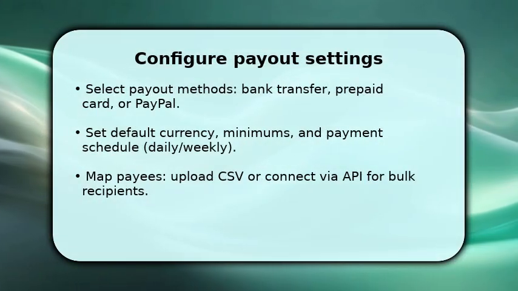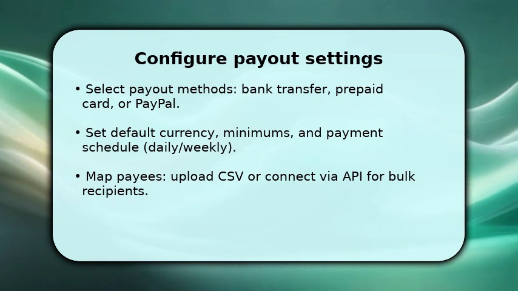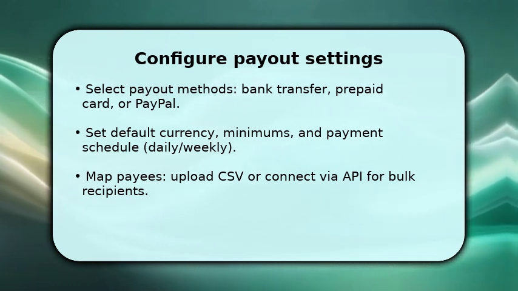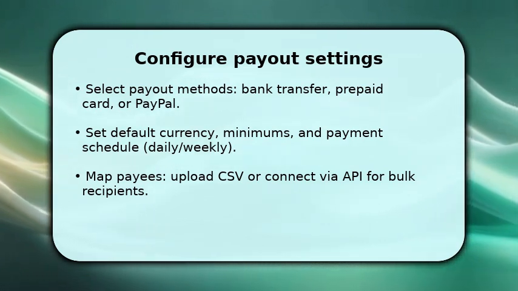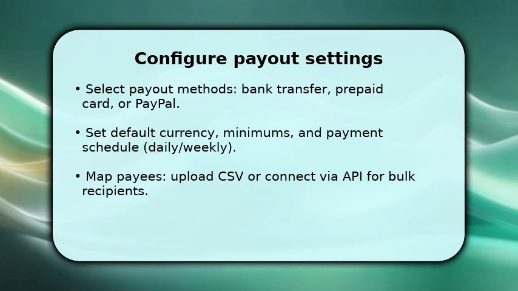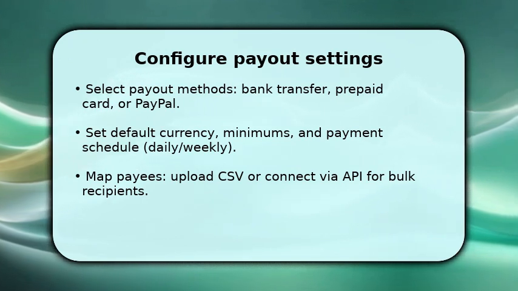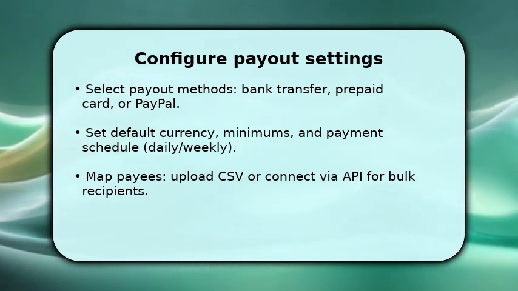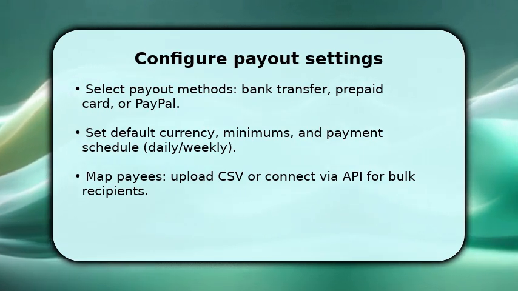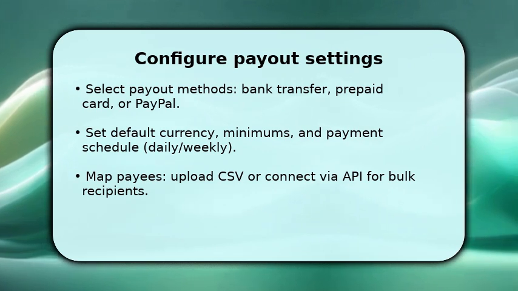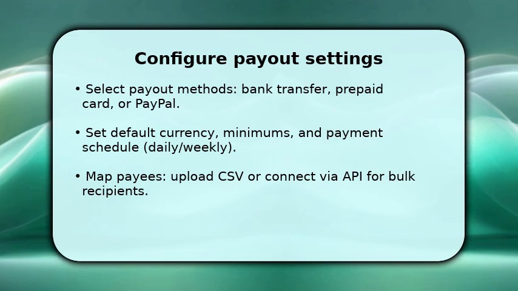Now you configure how funds move. Choose payout methods offered in your region and set a default currency for disbursements. You'll also set minimum payout amounts and the schedule, daily, weekly, or manual, so cash flow aligns with your needs. If you manage many payees, upload a CSV or integrate with the Hyperwallet API to map recipients and assign currencies. This reduces manual errors. Finally, test with a small transaction to confirm routing, timing, and fees before scaling up payments.